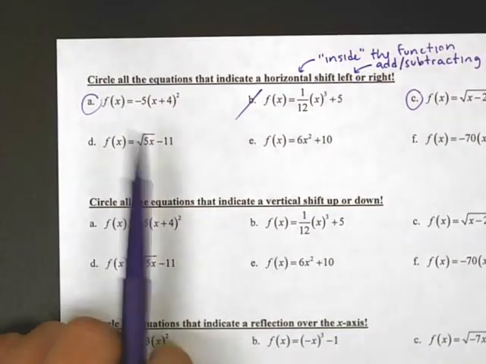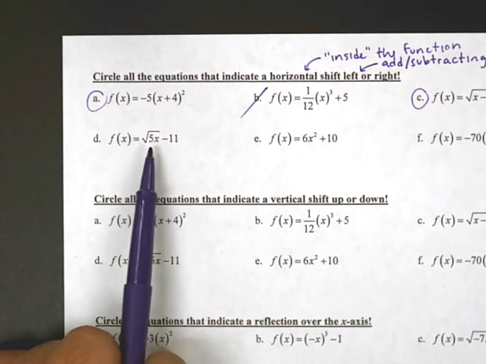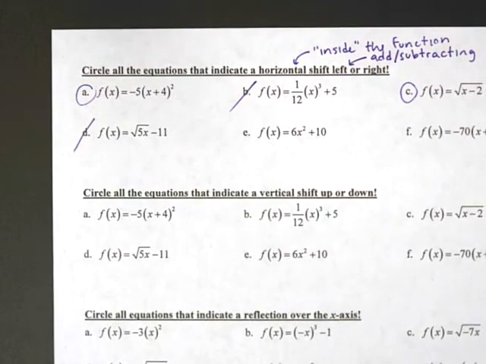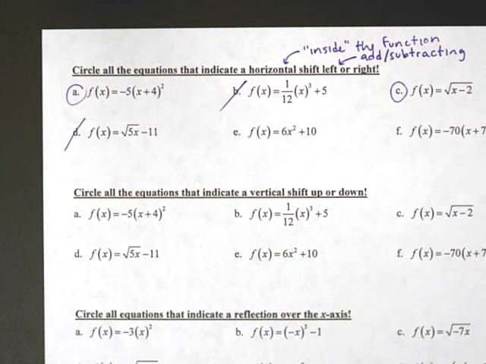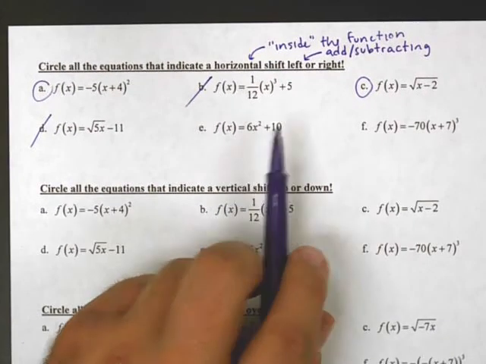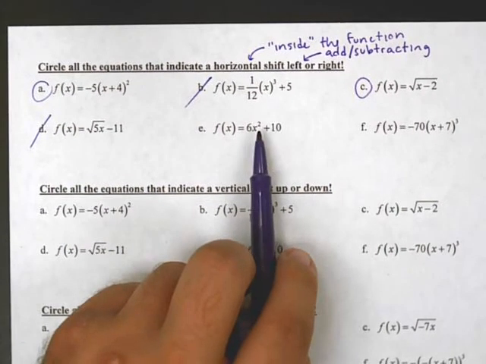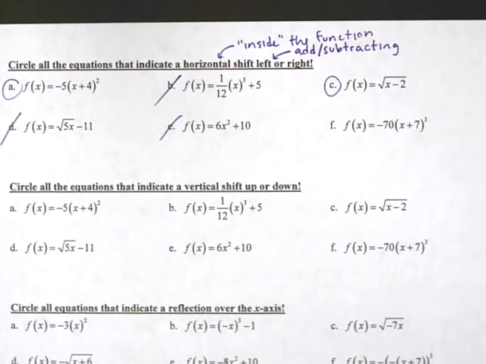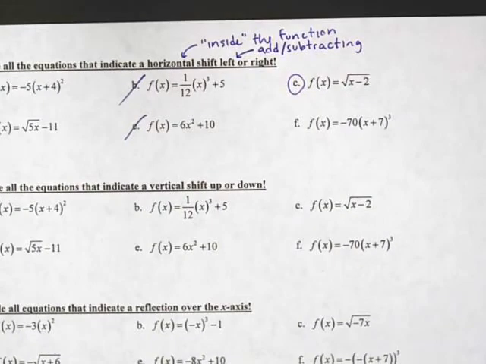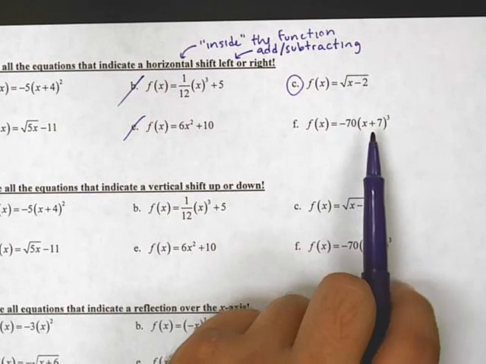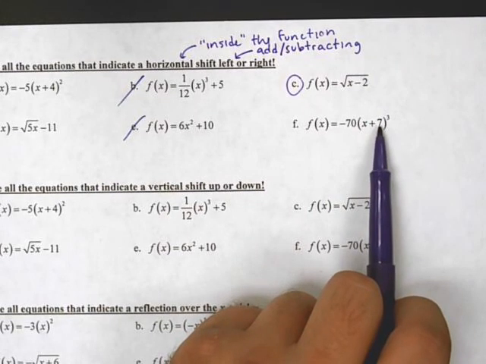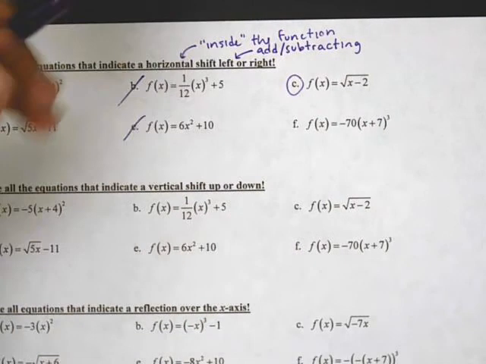D, are we adding or subtracting anything inside the function here? No. E, same thing, right? We're adding 10, but it's not inside the square function. It's outside. So nothing there. And then lastly, F, absolutely, right? We have a cube function. We're adding 7. This adding 7 means I would shift left 7 units.